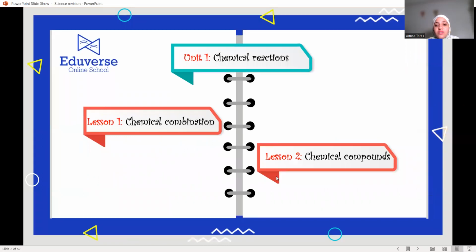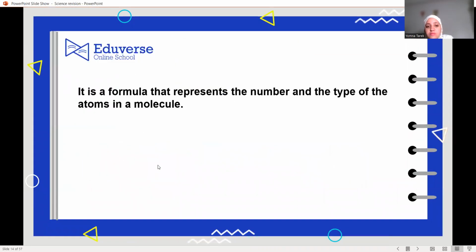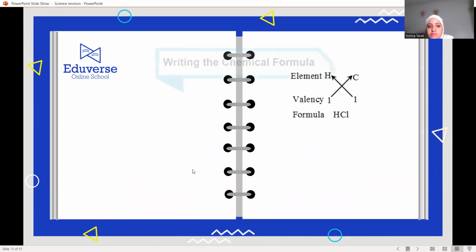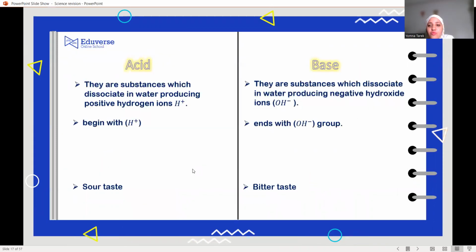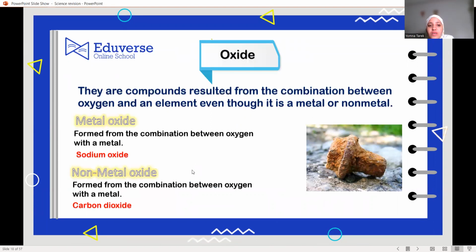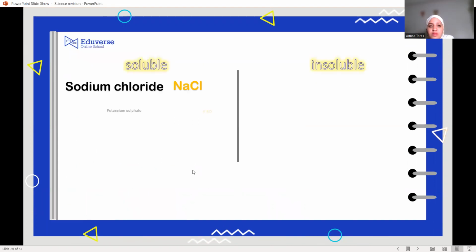So let's start lesson 3, which is chemical equation and reaction.